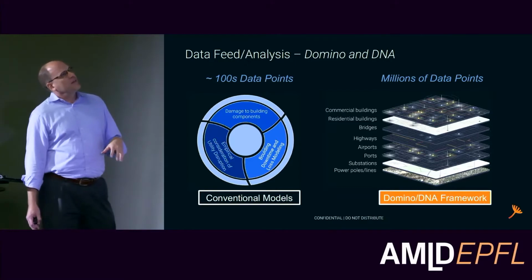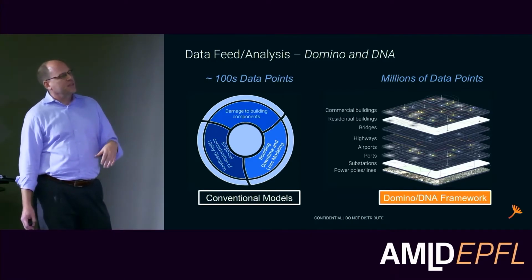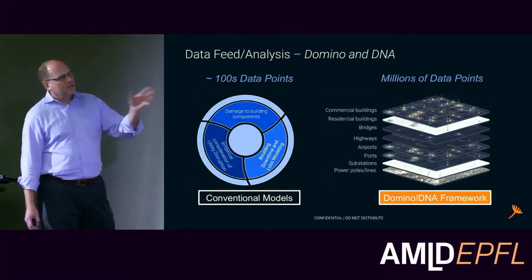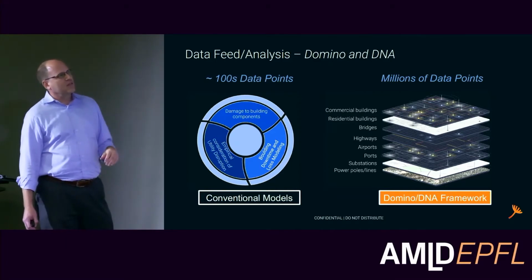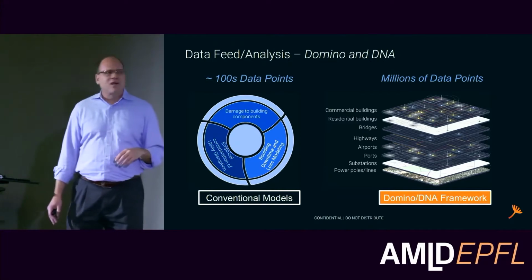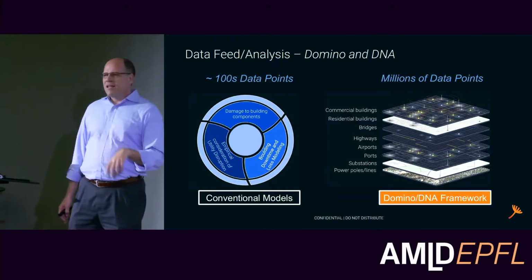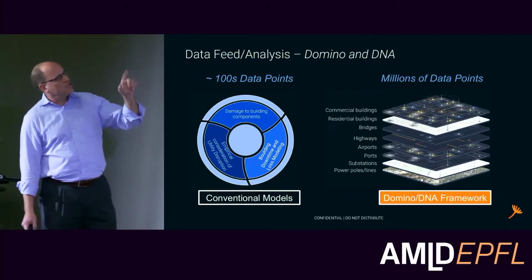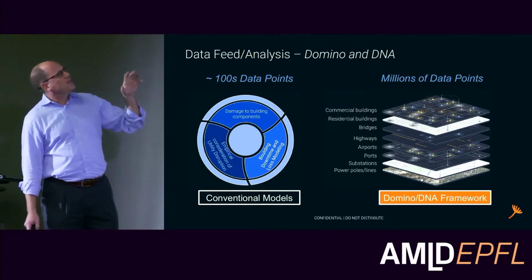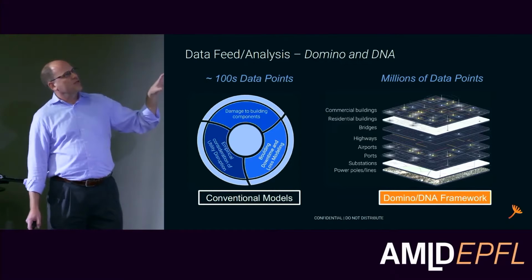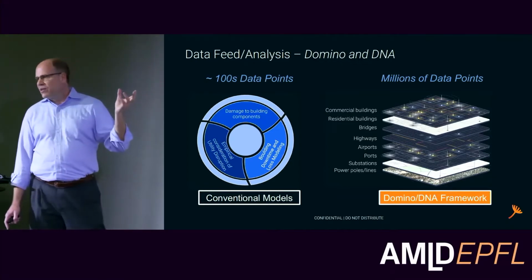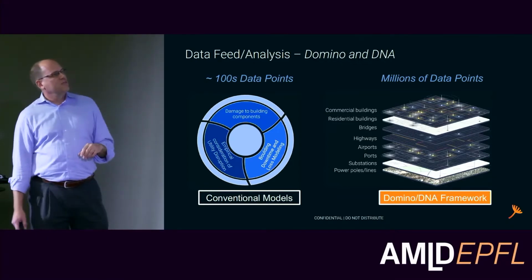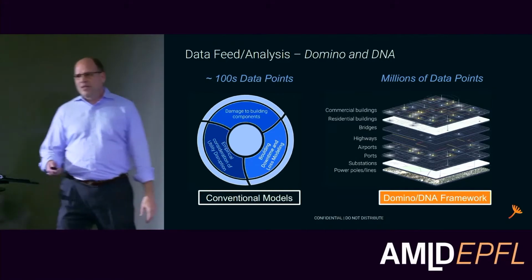Now, the model is actually currently sold in two ways. One is called Domino, which is a very structured product that allows you to look into the data, and then DNA is data and analytics. But this gives you a difference between what's typically done for conventional models, where you only have hundreds of data points, and what we're trying to do, which is millions of data points, because we're trying to look at all these dependent layers.